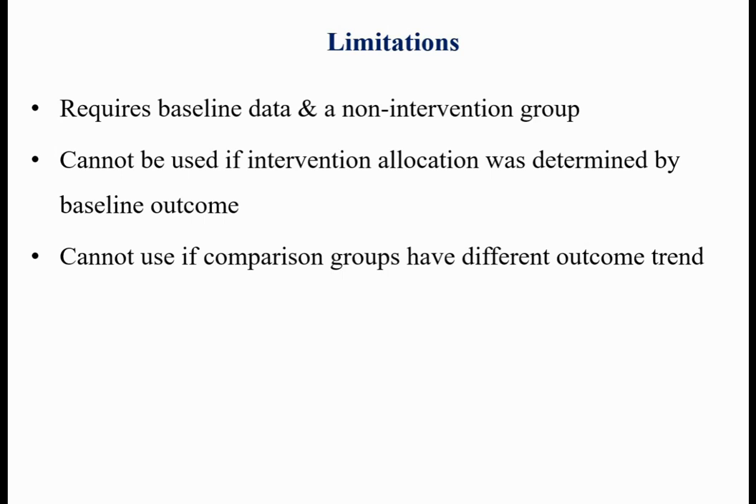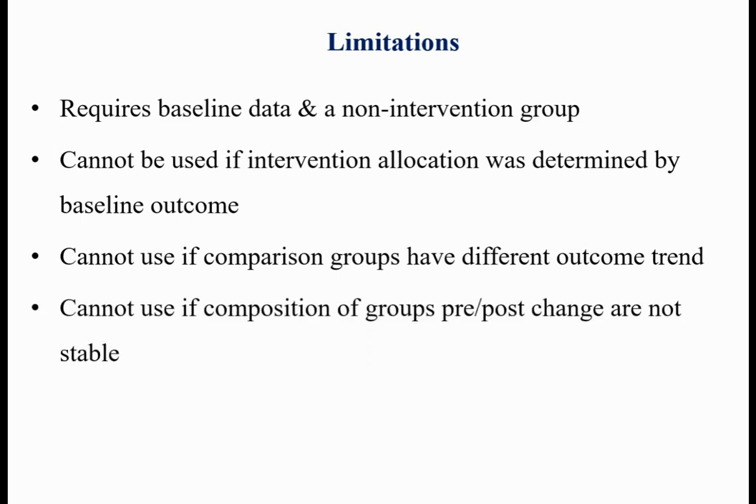And then we also cannot use it if the comparison groups have different outcome trends. Like I mentioned, one of the assumptions is that we must make sure that the comparison groups, that's the treatment and the control group, are moving in a parallel line, and they are what? Constant or stable over time. And then we cannot use it if the composition of the groups, that is pre and post, is not what? Stable. So they must be stable.